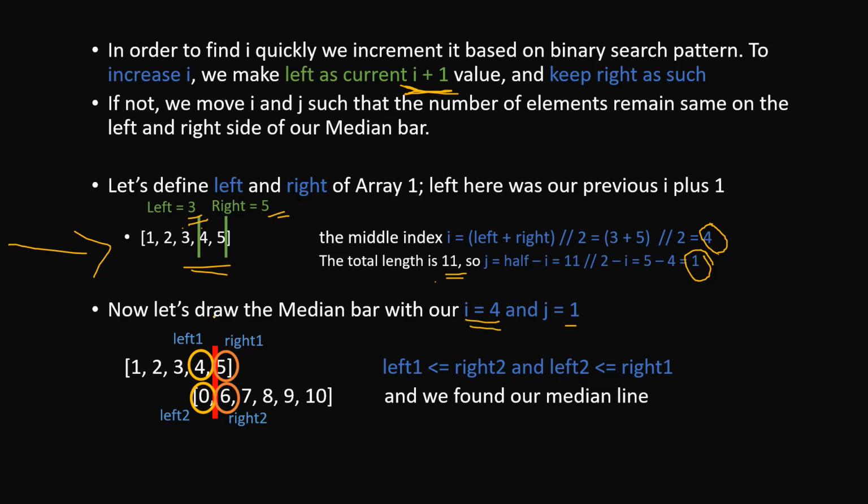The red bar remains fixed, and we shift the i and j, and we see if the criteria of left and right stands or not. So here it is, left 1 is less than or equal to right 2, because 4 is less than 6, that's correct. And left 2 is less than right 1, left 2 is 0, which is less than 5, which is correct. That means we have ideally placed our median bar here.